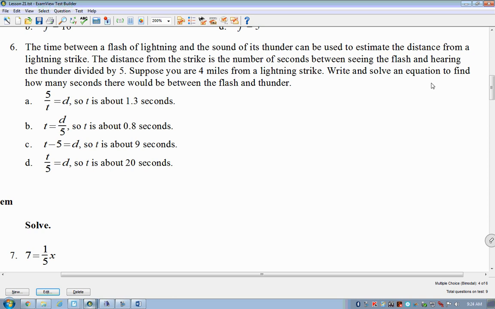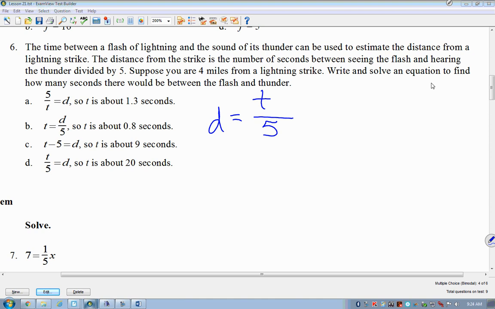The time between a flash of lightning and the sound of its thunder can be used to estimate the distance from a lightning strike. The distance from the strike is the number of seconds, so distance equals time between seeing the flash and hearing the thunder divided by 5. So let's write an equation. Distance equals what? Time divided by 5. Perfect.